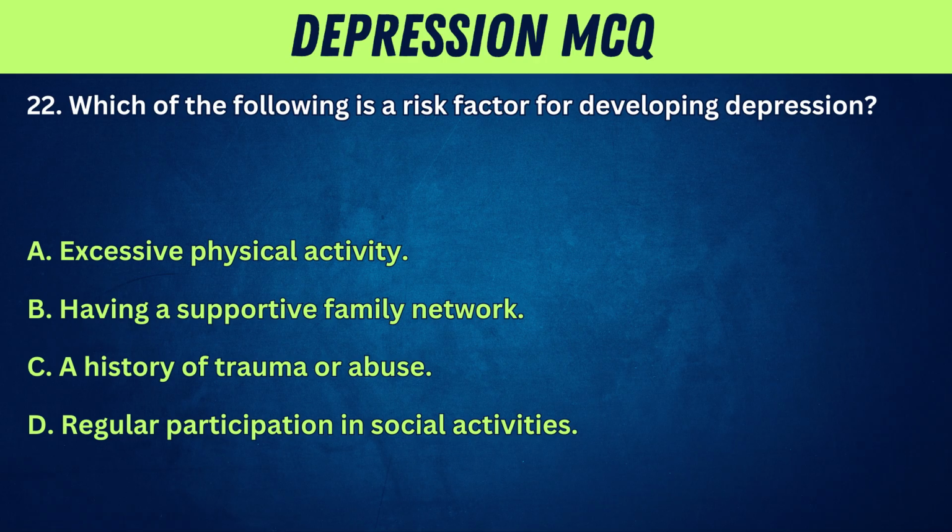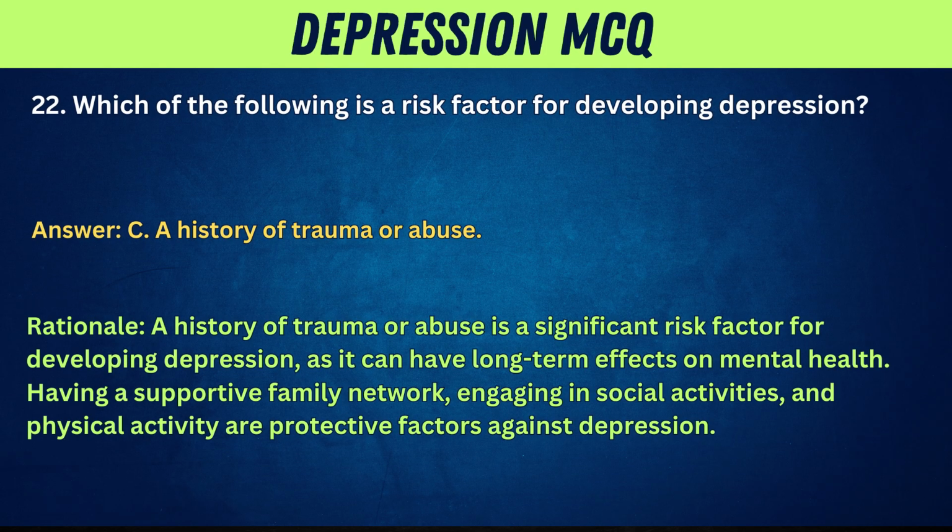22. Which of the following is a risk factor for developing depression? A. Excessive physical activity. B. Having a supportive family network. C. A history of trauma or abuse. D. Regular participation in social activities. Answer: C. A history of trauma or abuse.